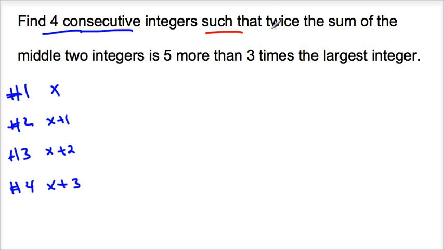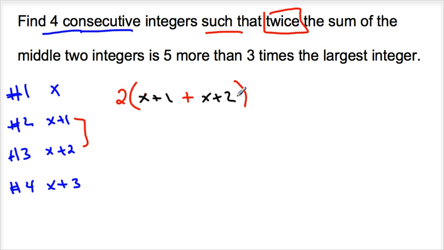Such that twice, so I'm multiplying something by 2, twice the sum of the middle 2 integers. So twice the sum of, so I'm adding two things. What am I adding? Twice the sum of the middle two integers. Well, here's my middle two. So twice the sum of x plus 1 and x plus 2. Twice the sum of the middle two integers is, there's my equal sign, 5 more. So I'm adding 5 to something. 5 more than 3 times the largest.